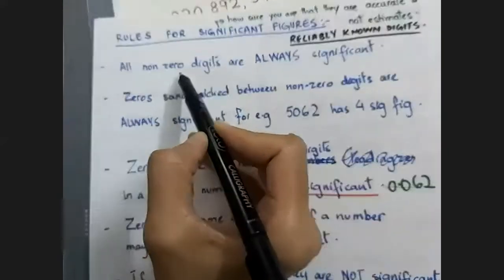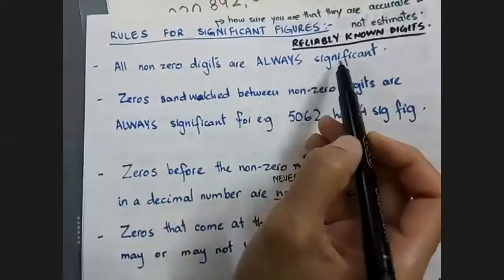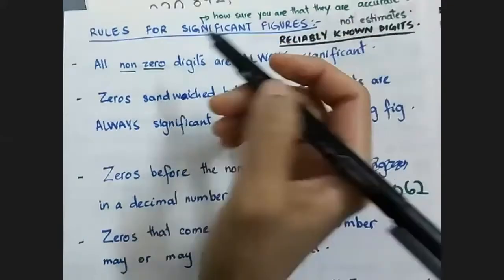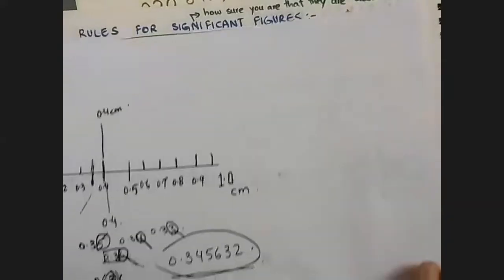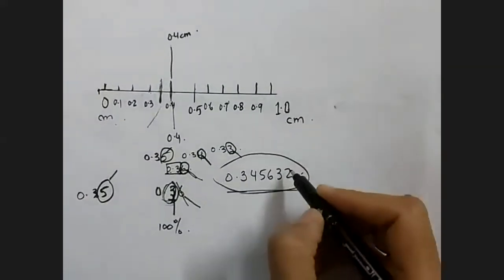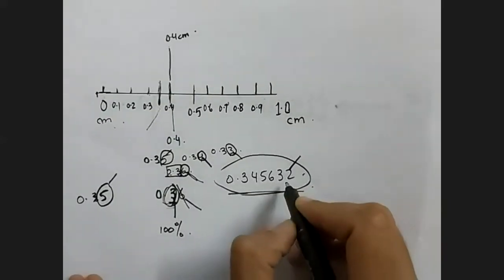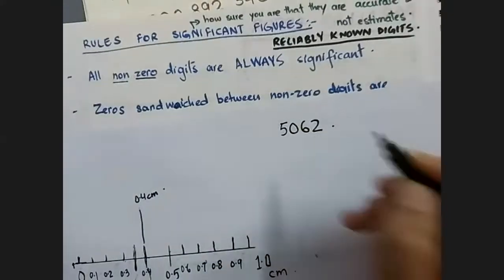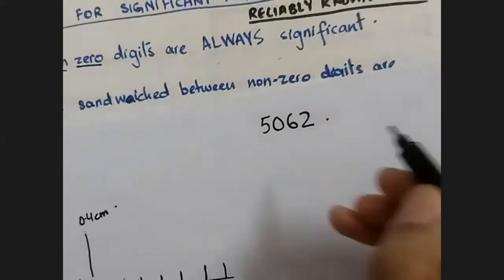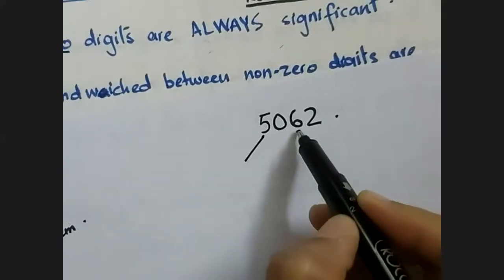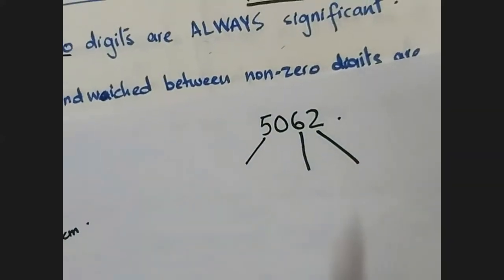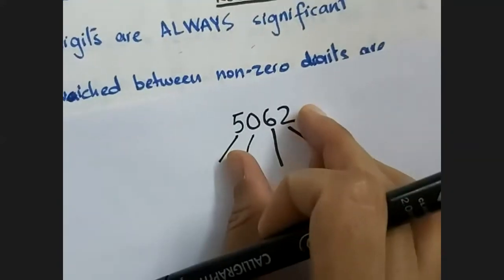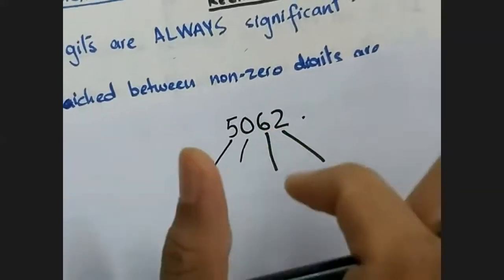All non-zero digits are always significant. Why? This is very easy to understand. This is common sense. Why do you write a non-zero digit? Because you are 100% sure that that is what it is. For example, in 5062, I know for sure about 5, about 6, about 2, and also about 0. So all the non-zero digits, we use them because we are sure about them. So all the non-zero digits are significant.